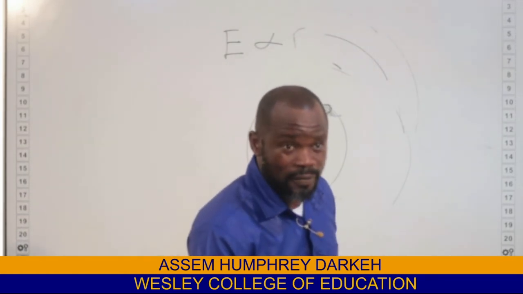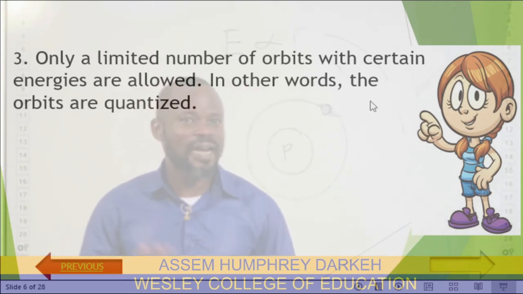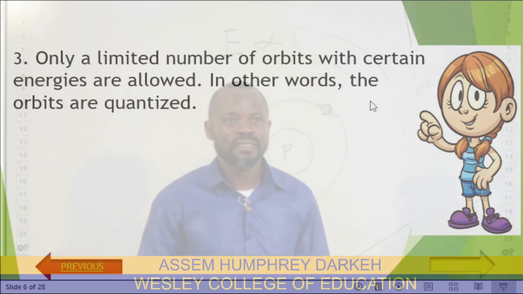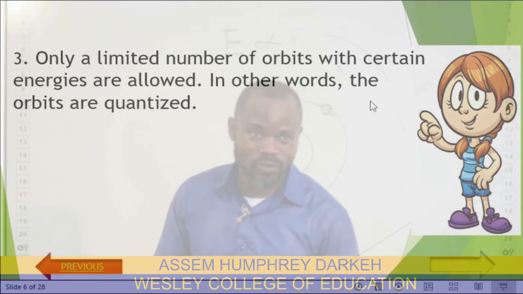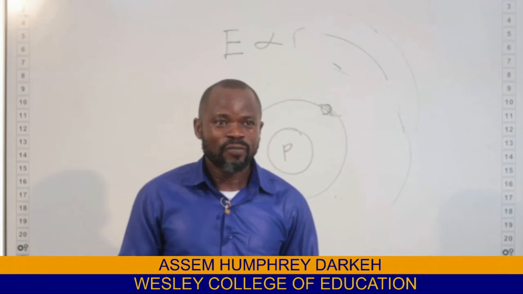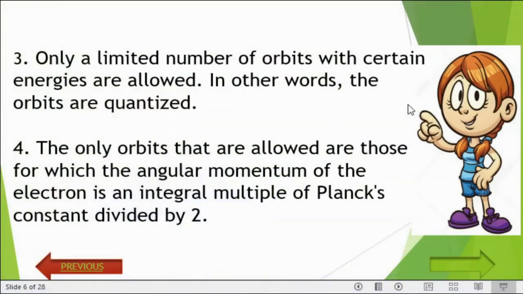Can we make progress? The third one says that only a limited number of orbits with certain energies are allowed in that atom. That means, in other words, the orbits are quantized. They have been assigned some discrete numbers. The fourth assumption by Bohr is that the only orbits that are allowed are those for which the angular momentum of the electron is an integral multiple of the Planck's constant divided by 2.